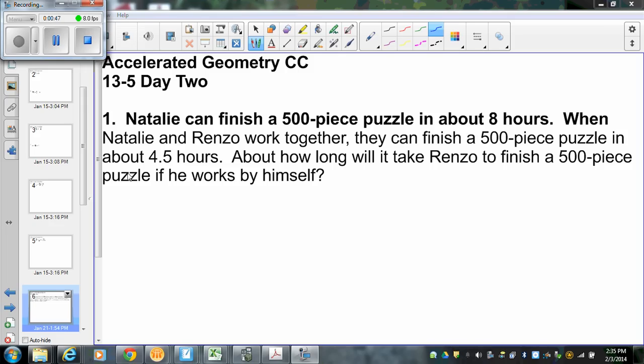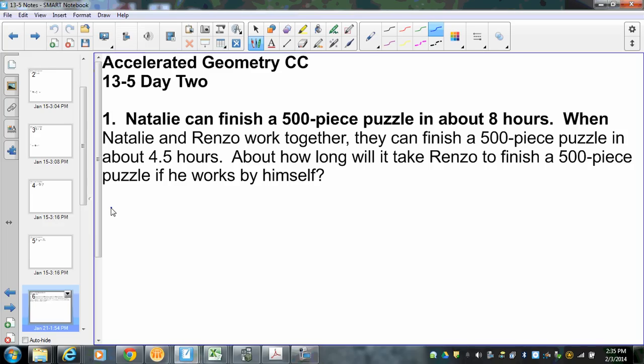So let's talk about if they work alone. If Natalie works alone, then in 1 hour, she can get 1/8 of the puzzle done per hour, right? Because it takes her 8 hours to finish the puzzle. So we'll say 1/8 of the puzzle per hour.